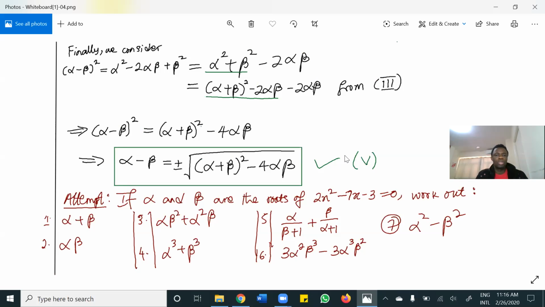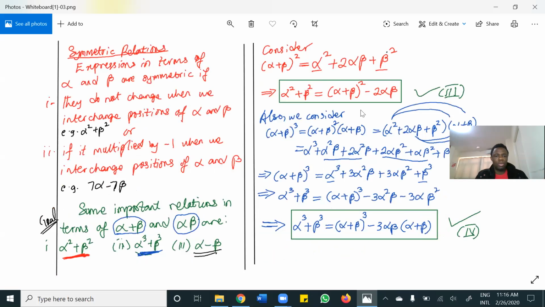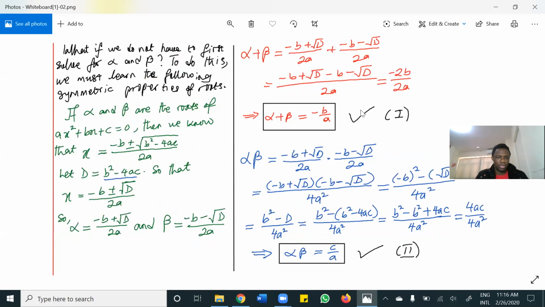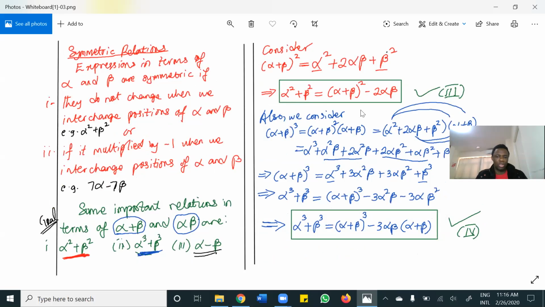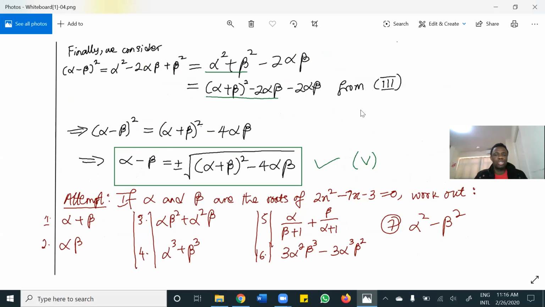Okay, so these properties from 1 to 5, actually from 3 to 5, because 3 to 5 depends on 1 and 2. So I'll just say from 3 to 5 allows you to work this out without first finding alpha and beta. That's one part of it. And that is all we're going to be doing for today. I will start specifically with this question. We'll add more to the questions. Maybe we'll take another equation entirely.